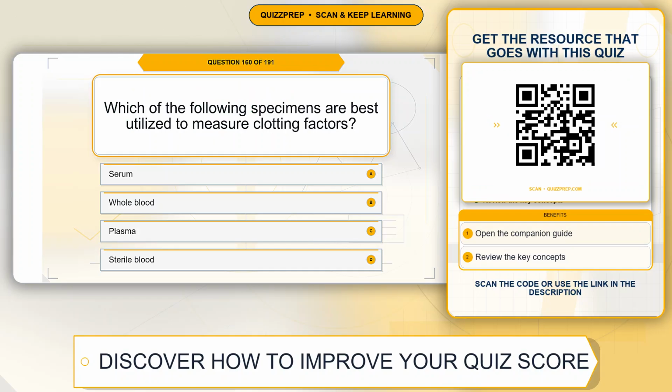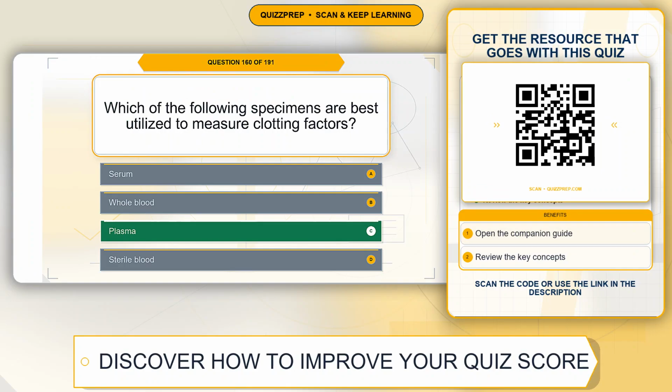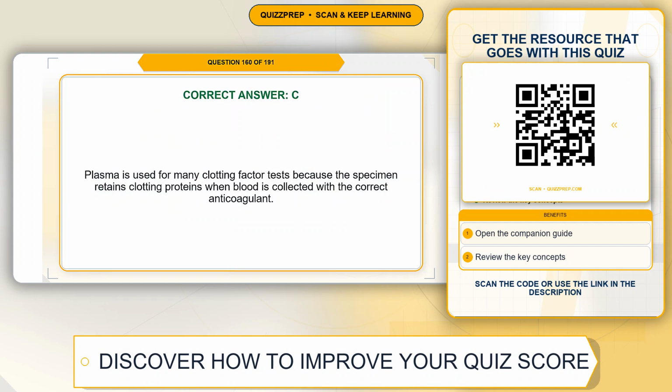Question 160. Which of the following specimens are best utilized to measure clotting factors? Option A, serum. Option B, whole blood. Option C, plasma. Option D, sterile blood. The correct answer is option C, plasma. Explanation. Plasma is used for many clotting factor tests because the specimen retains clotting proteins when blood is collected with the correct anticoagulant.